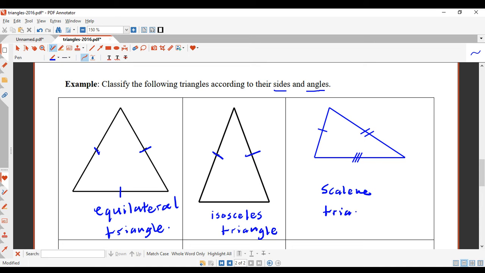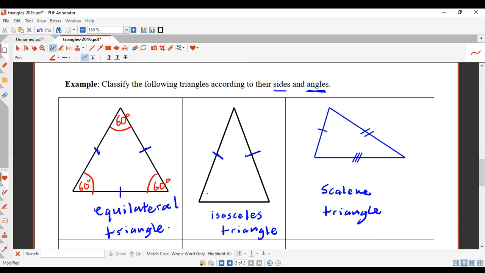Now it did say to also name it according to its angles, didn't it? So if I look at the angles in each triangle, if you look at this angle here and here, they're all 60-degree angles for an equilateral triangle, and 60 degrees is acute. So we could call that an equilateral acute triangle. But actually, equilateral triangles always have acute angles, so I'm just going to leave that as equilateral.